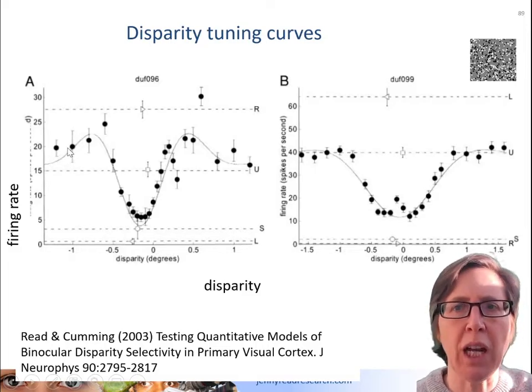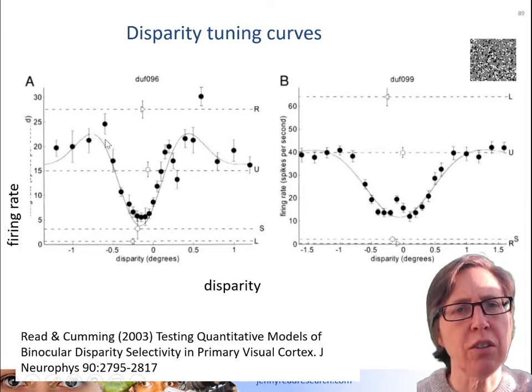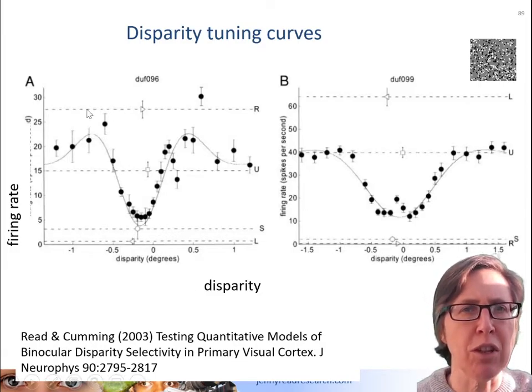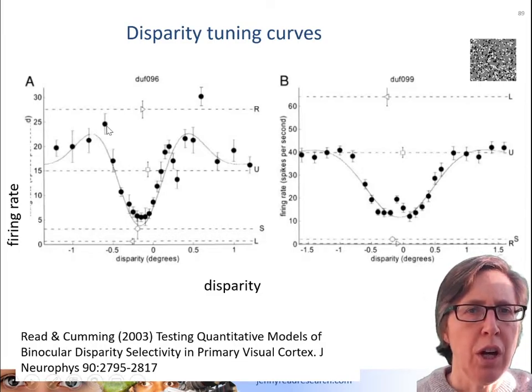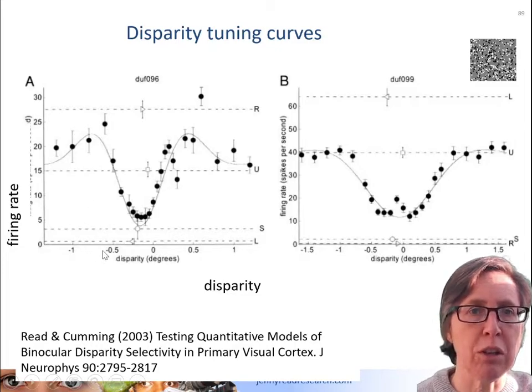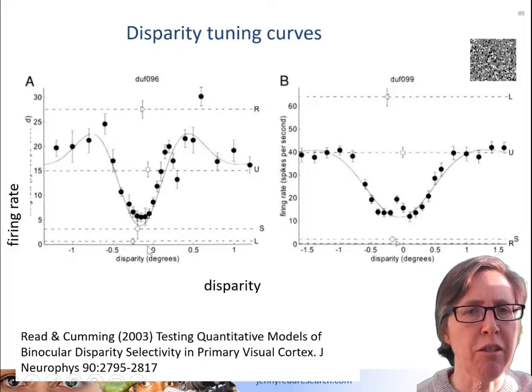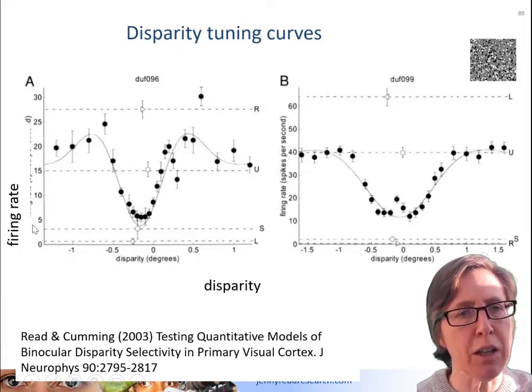These plots are typically averaging over many different random arrangements of dots, but all of them have the same disparity. And you can see that the cell is very sensitive to disparity. This cell, for example, is firing at 25 spikes per second for a disparity of about minus 0.6 degrees, whereas when the disparity is minus 0.1 degree, the firing rate drops right down to only about 5 spikes every second.